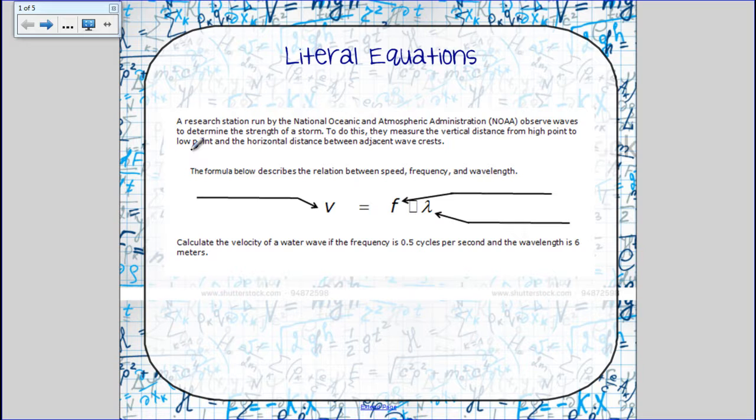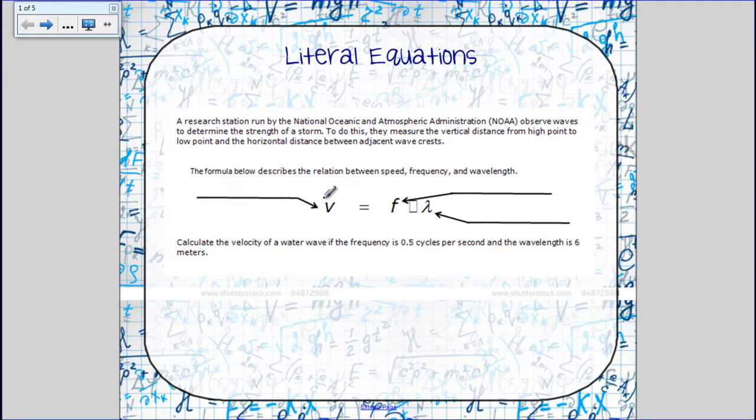So we're going to start simple. We have a research station run by the National Oceanic and Atmospheric Administration, also known as NOAA, that observes waves to determine the strength of a storm. To do this, they measure the vertical distance from high point to low point and the horizontal distance between adjacent wave crests. The formula below describes the relation between speed, frequency, and wavelength.